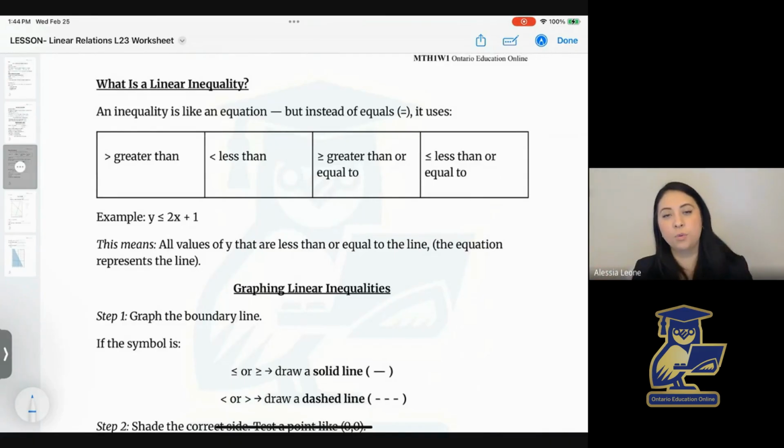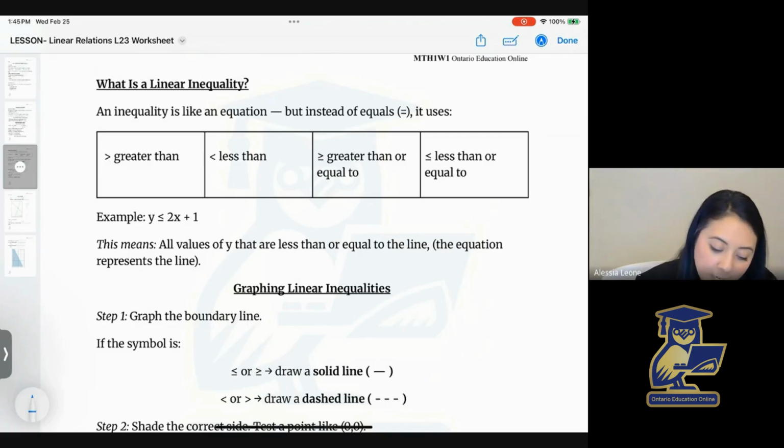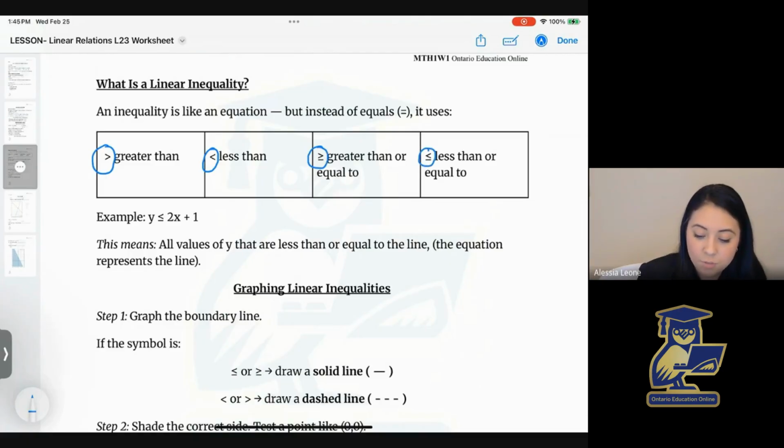So now we're going to switch gears and talk about something called a linear inequality. Up to now, when we talked about an equation of a line, it always has an equal sign. When we talk about a linear inequality, we're just changing the sign we're using. We're taking out the equal sign and putting in a greater than or less than. An inequality is like an equation, but instead of equals, it uses greater than, less than, greater than or equal to, or less than or equal to.